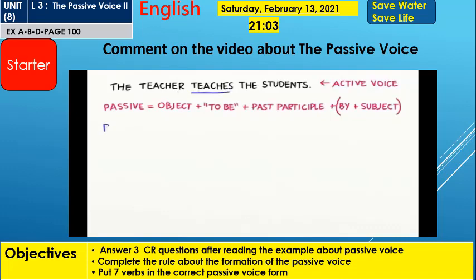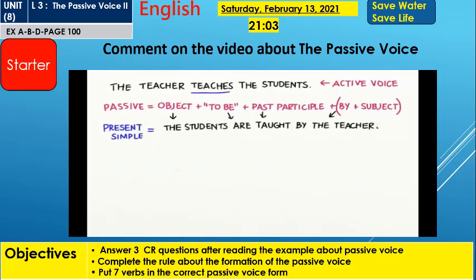Okay, let's change the sentence to passive voice. This sentence is in the present tense. The object comes first, the students, then the form of to be, which, in this case, is the word are. Then the past participle of teach, which is taught, then by, and last, the subject. The students are taught by the teacher.